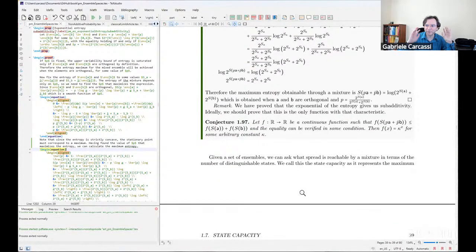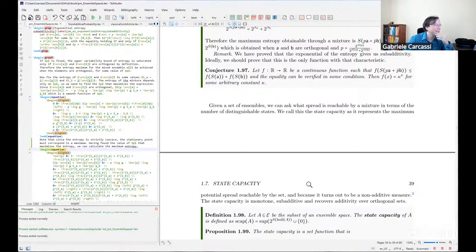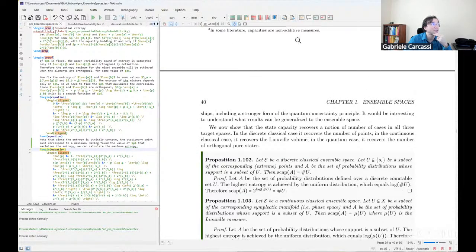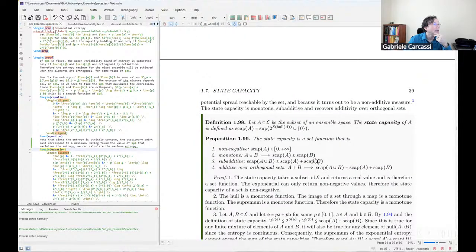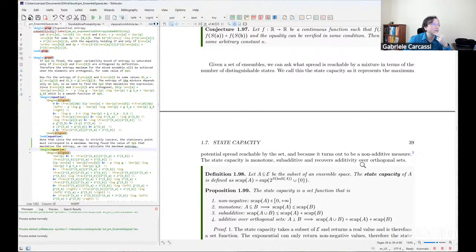So we have this very special property of the exponential of the entropy that becomes subadditive, and so it has the right properties for a measure of volume, and we're just going to assume that that's the correct one because of the link with statistical mechanics. So given a set of ensembles, we can ask what spread is reachable by a mixture in terms of number of distinguishable states. We call this the state capacity as it represents the maximum potential spread reachable by the set, and because it turns out to be a non-additive measure, a footnote tells us that in some literature capacities are non-additive measures. The state capacity is monotone, subadditive, and covers the additivity over the overall set.